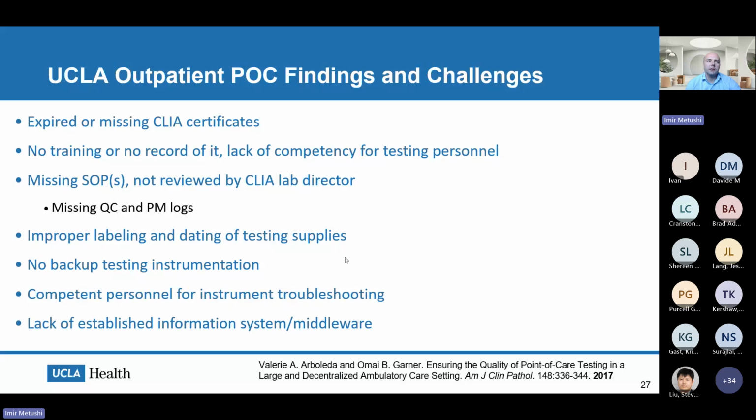What happens if that instrument goes down? What do you do? Well, you'd have to send it to the lab, so you lose that turnaround time if that's what you need. Also, there are not enough personnel savvy to troubleshoot if there's an issue with those particular instruments. And also there's a lack of an established good middleware, which we still don't have, to be able to interface those tests on the outpatient side.